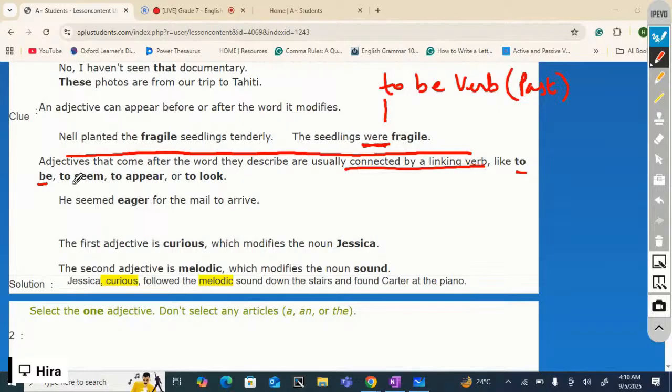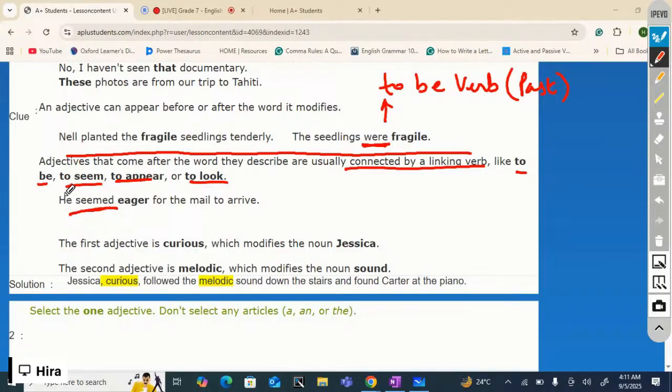Or the linking verbs like to seem, to appear, or to look. So adjectives that come after the word they describe are usually connected by a linking verb like to be, to seem, to appear, or to look. I have given you one example of linking verb to be here, and one more is to seem or seemed, according to the tense of the sentence.